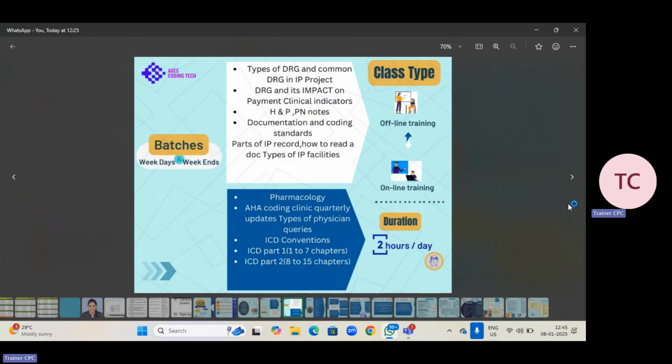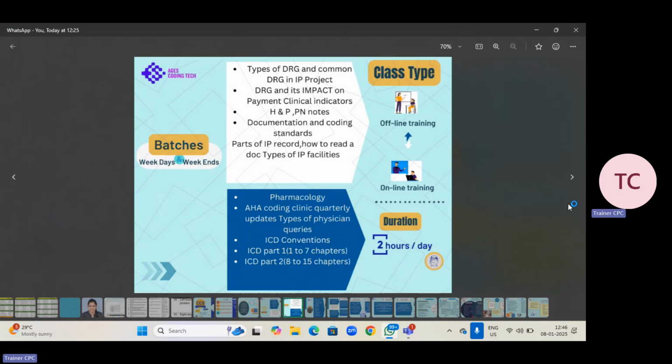What are the things present in an IP record, and what are the types of IP facilities, because we have acute care hospital, long-term care hospital, like that. So those things will be discussed. Next, coming to pharmacology. Pharmacology means frequently used drugs we will discuss. Then after that, we will be teaching the physician queries. So let me explain the query in the upcoming slide.